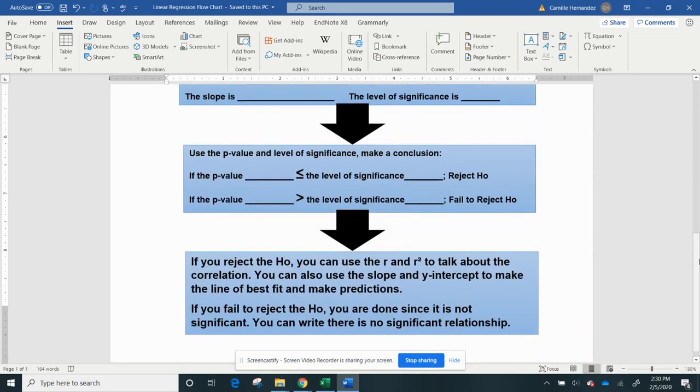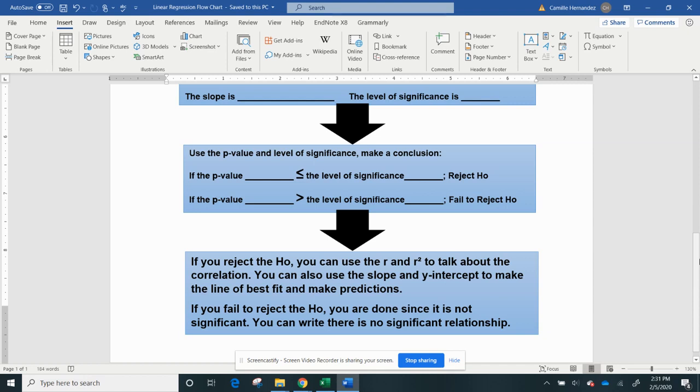The next thing you're going to do is look at your p-value and compare it to your level of significance. And remember, if your p is less than or equal to your level of significance, you reject your null. If your p is greater than your level of significance, you fail to reject your null.